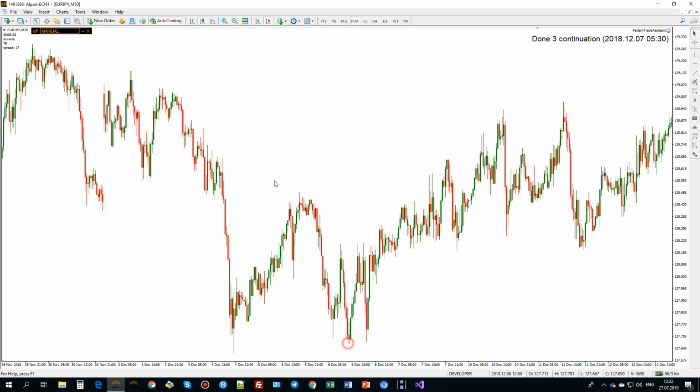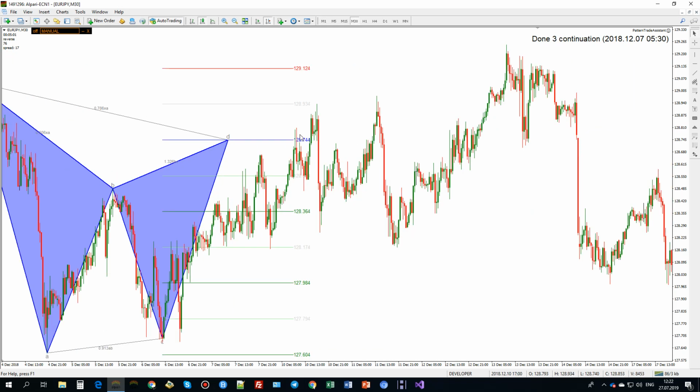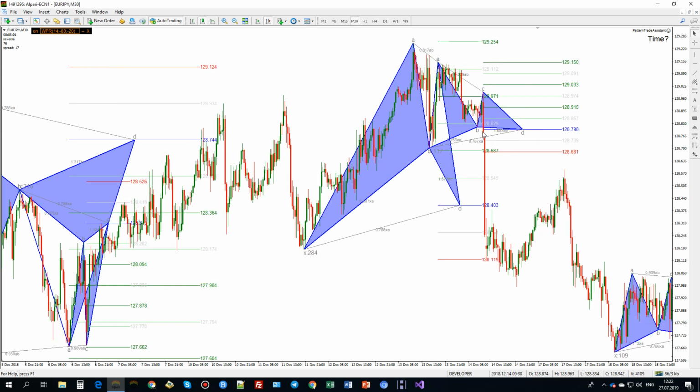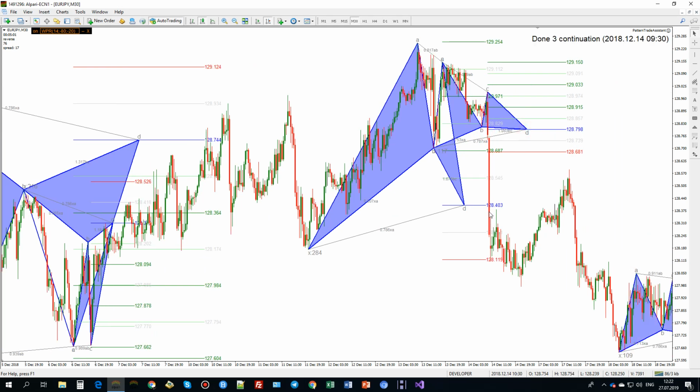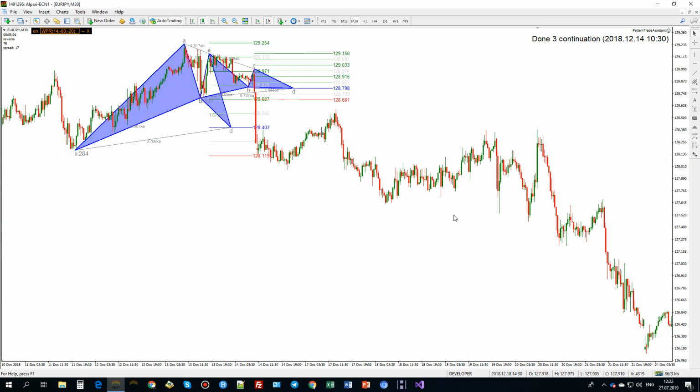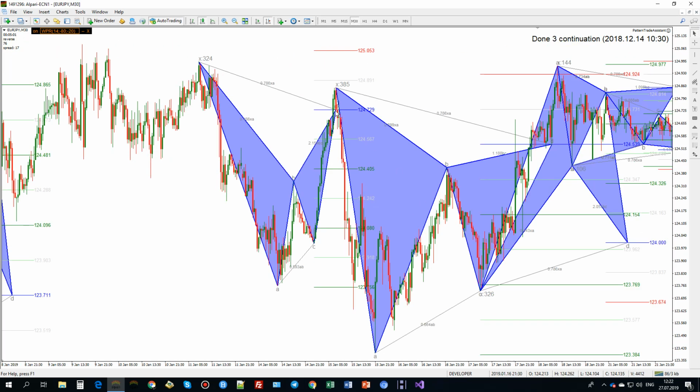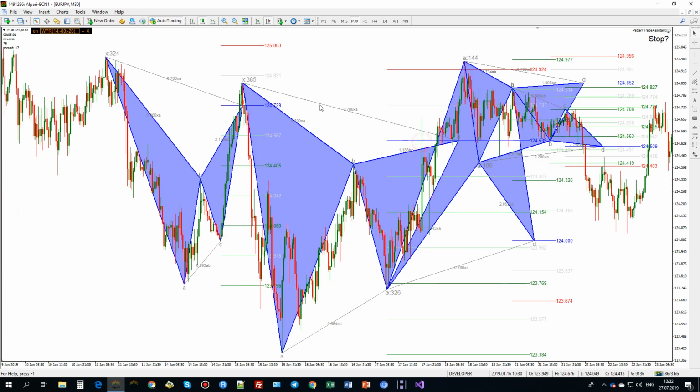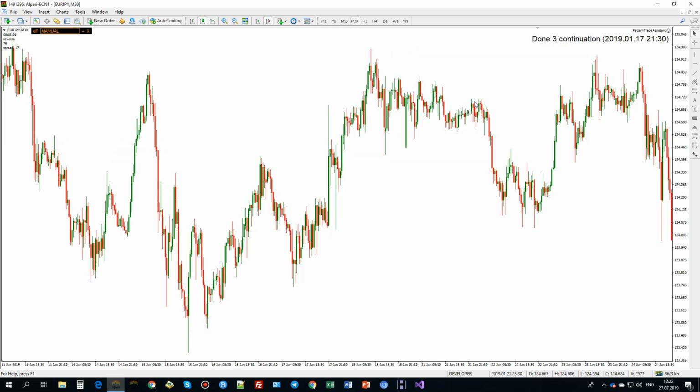Here we have this large one, which is 1 time winner, 2 times continuation. This one is 3 time continuation. This one is 3 time continuation. And this one is 3 times reversal. This one is 1 time reversal, 2 times continuation. Isolating this pattern. It is 1 time reversal, 2 times continuation.